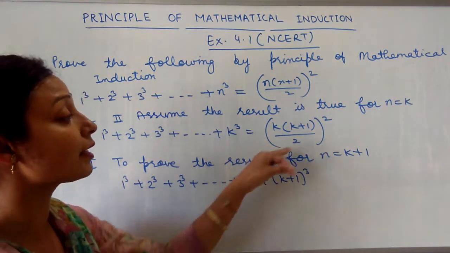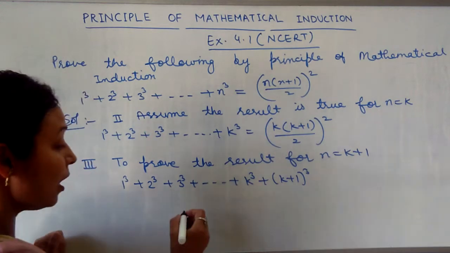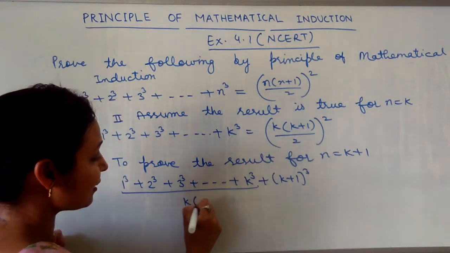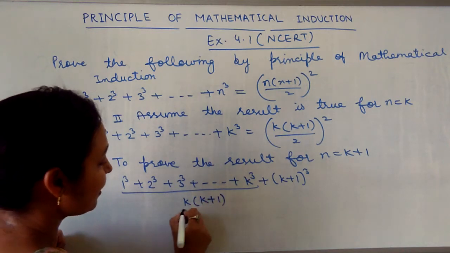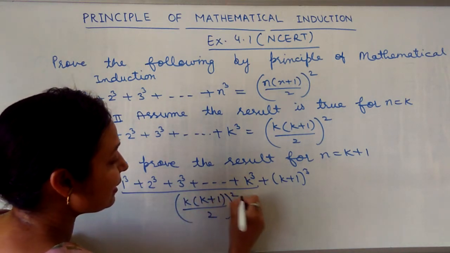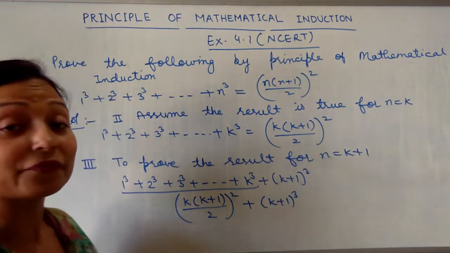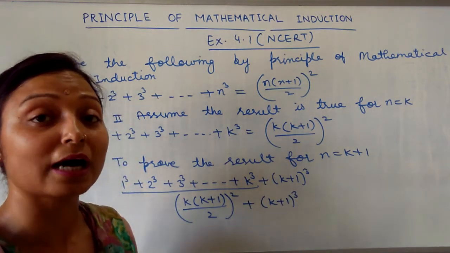Now we have to prove the right hand side for k plus 1. How? This full term has this value. I will take this value from the second step: k into k plus 1 divided by 2 whole square plus k plus 1 whole cube. Now what? After simplification, what should be the answer?